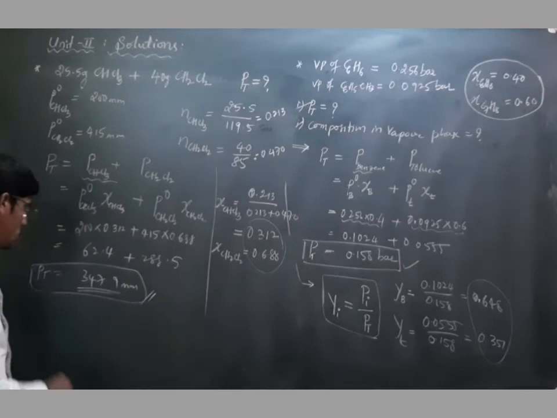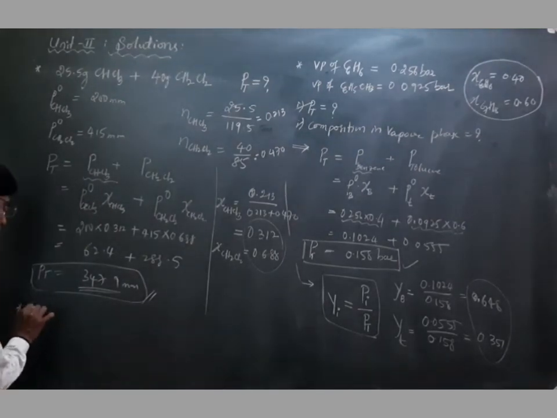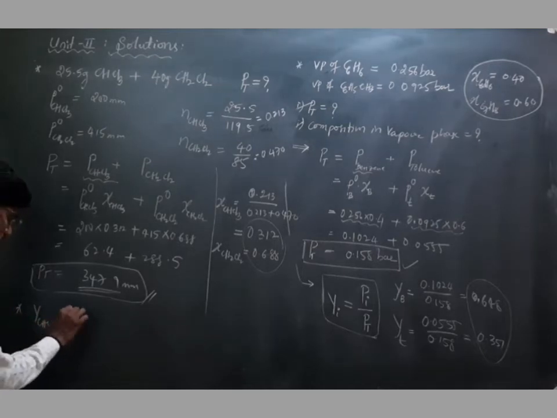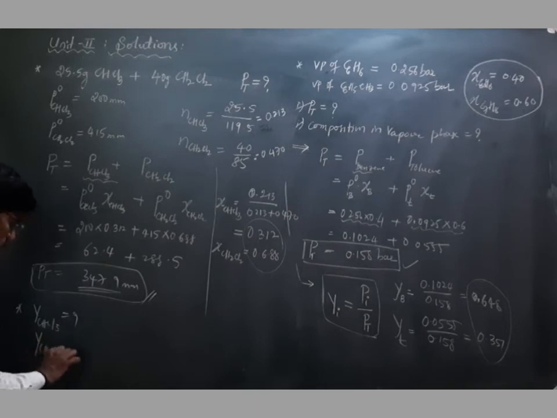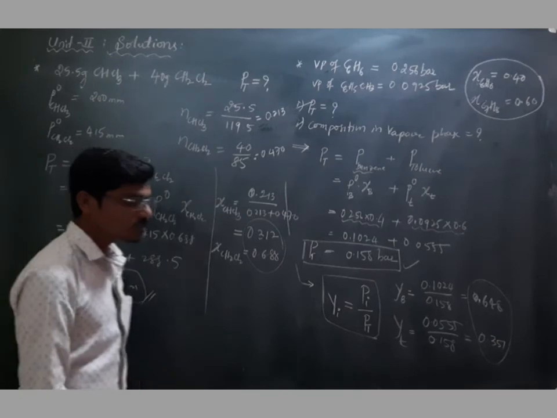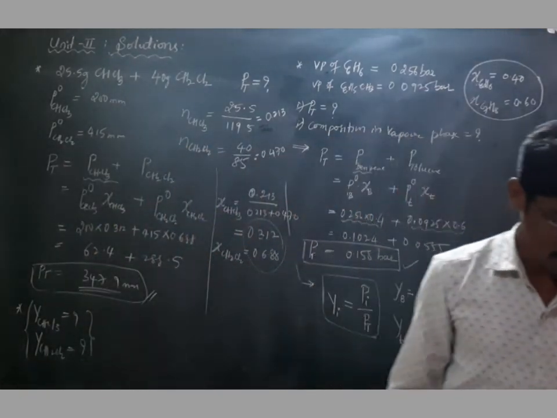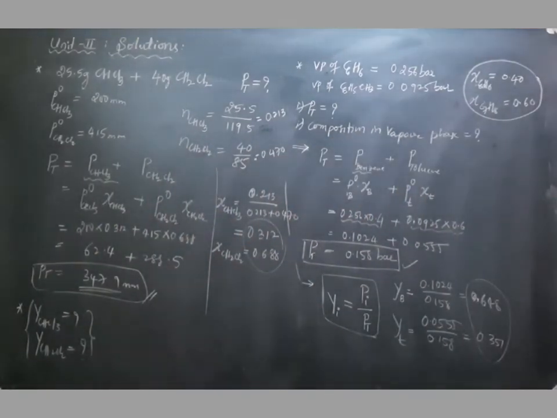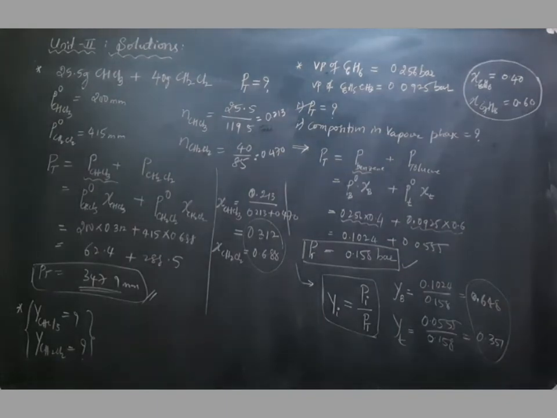Once you verify the calculation, the total vapor pressure is equal to 347.9. Here is one small work: you can calculate the composition in the vapor phase. Mole fraction of chloroform is equal to question mark, and mole fraction of dichloromethane is equal to question mark. Let us calculate these two mole fractions in the vapor phase. Is it clear? Yes, it is a very simple concept. Next one.